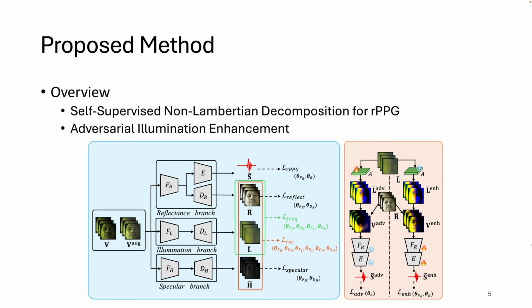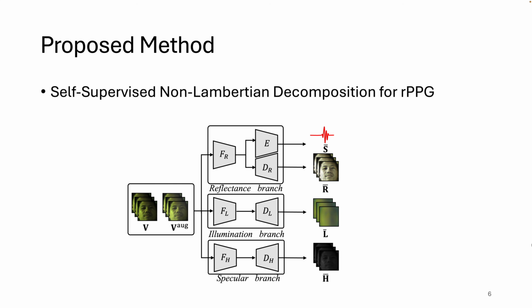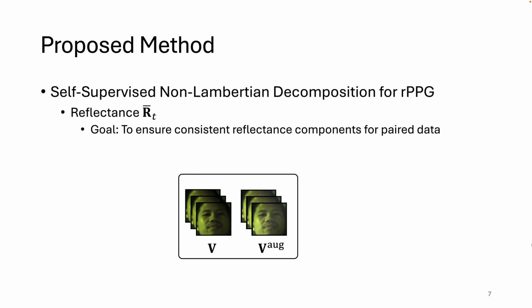Our method consists of two parts: self-supervised non-Lambertian decomposition and adversarial illumination enhancement. Let me first introduce how we learn the decomposition without additional labels. The first part aims to remove lighting interference while preserving the physiological signal. Since we do not have ground truth decomposition labels, we generate paired videos using color jitter with different lighting but the same face. Both videos are then decomposed into reflectance, illumination, and specular components through three separate branches.